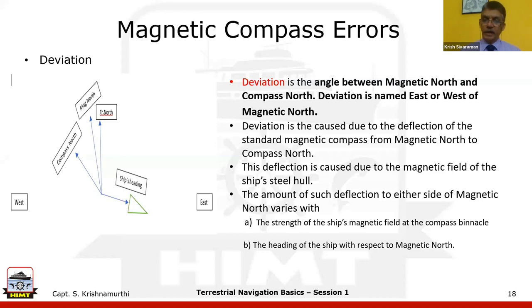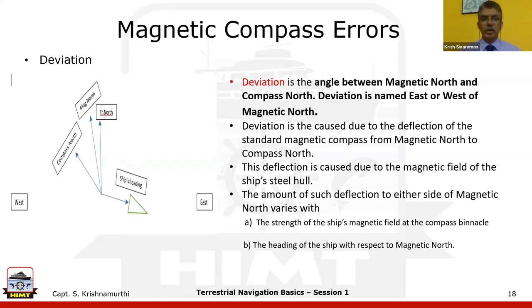One is the strength of the field at the site of the compass binnacle. Usually it is on the Monkey Island, your standard magnetic compass. At that location, whatever is the strength and direction of the ship's magnetism, the ship has its own magnetic field, which is interfering with the magnetic field of the earth. And that is causing the deflection in the magnetic needle. I will not go into the details of why it changes, but every time the heading changes, the deviation will also change somewhat. It has a high and a low. It follows a sinusoidal curve.